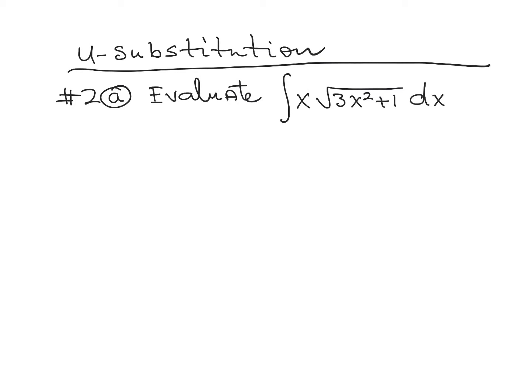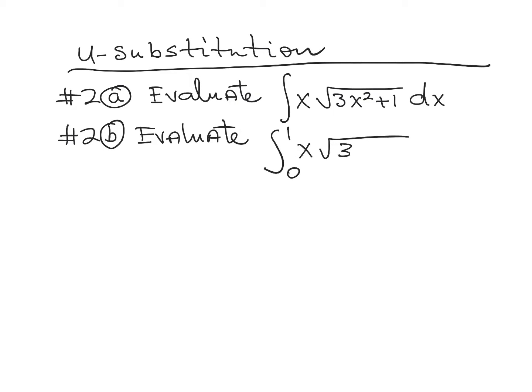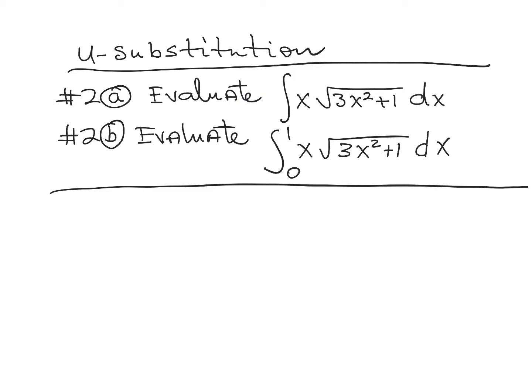And the second example, part B, is to evaluate a definite integral. So the answer will be a number, from the integral from 0 to 1 of x square root of 3x squared plus 1 dx. Okay, so we'll start with part A, and we're going to use u-substitution.